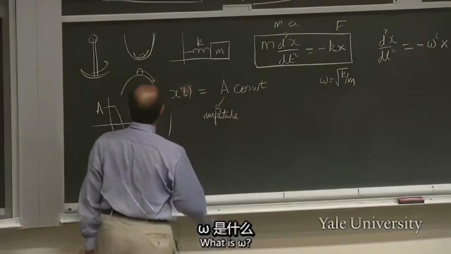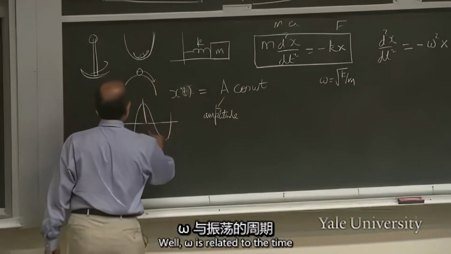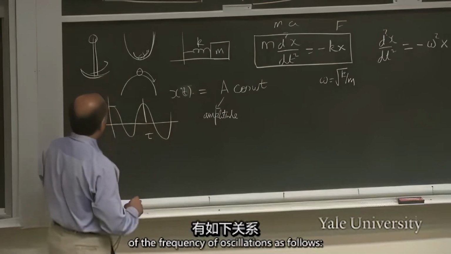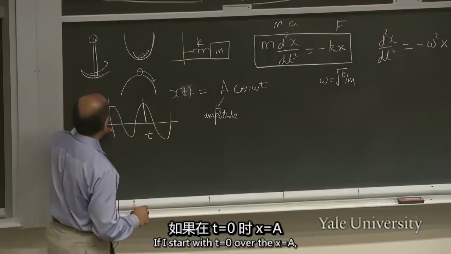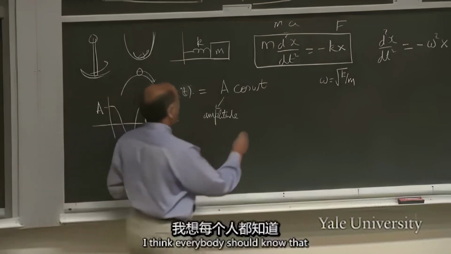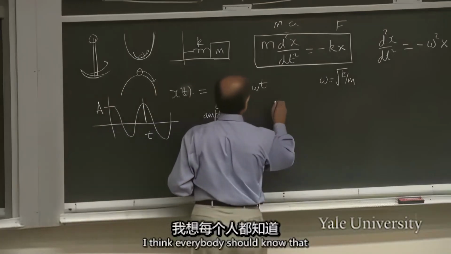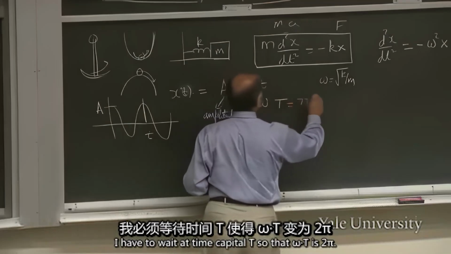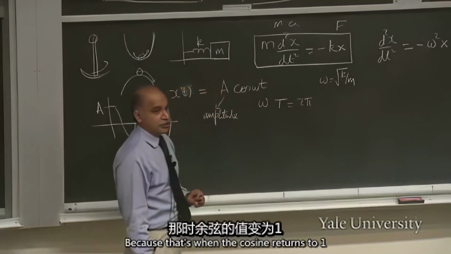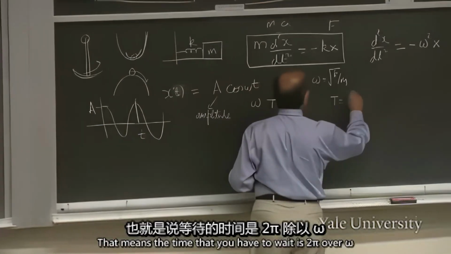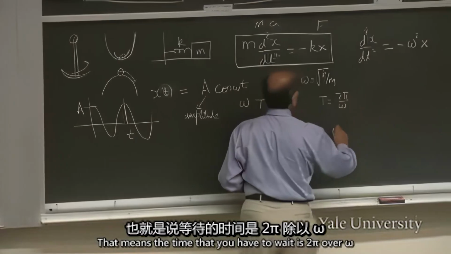What is omega? Well, omega is related to the time or the frequency of oscillations as follows. If I start with t equal to 0, where x is equal to A, how long do I have to wait till I come back to A? I think everybody should know that I have to wait a time capital T, so that omega times T is 2 pi, because that's when the cosine returns to 1. That means the time that you have to wait is 2 pi over omega.